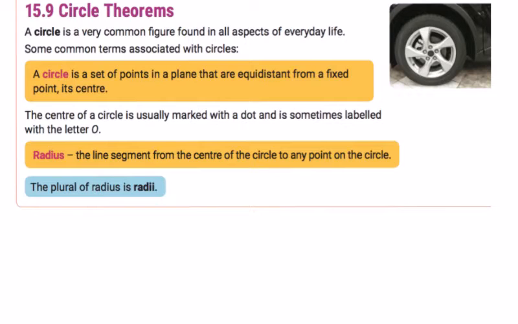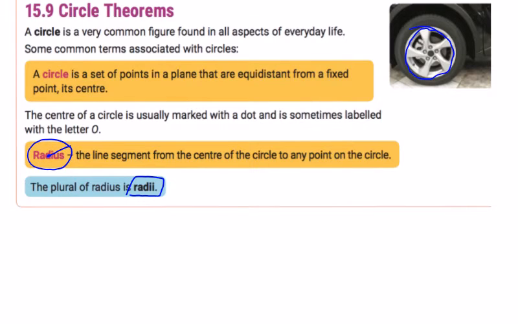In this video, we're going to start looking at circles. A circle, we all know, you can see it on the wheel of your tire every morning you go out. We can see circles everywhere when we look around us. It's a set of points on a plane that are equidistant from the fixed point in the middle, and that distance is called the radius. The plural of radius is radii.